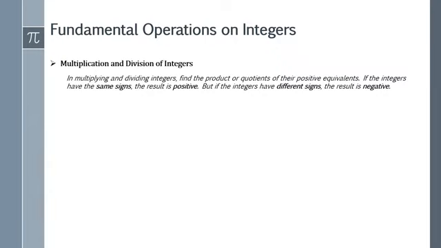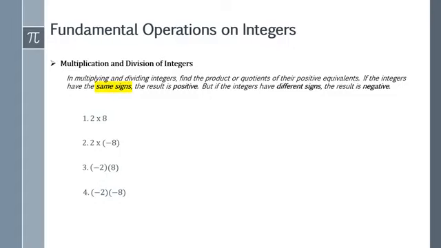But if the integers have different signs, automatic negative. Ganun lang. So, ito lang yung babantayan natin, class. Again, let's apply these rules into the examples. So, this time, meron tayong 4 na examples.